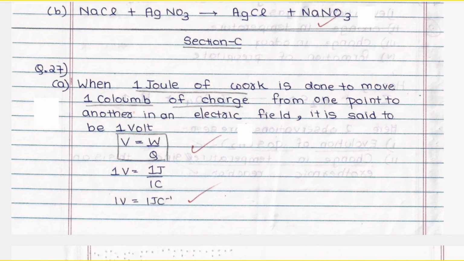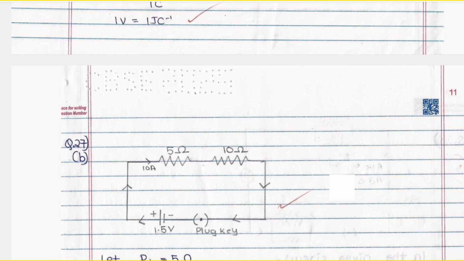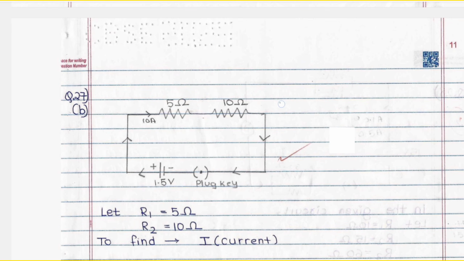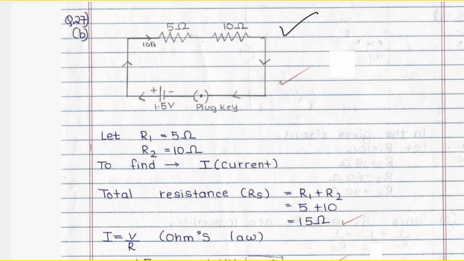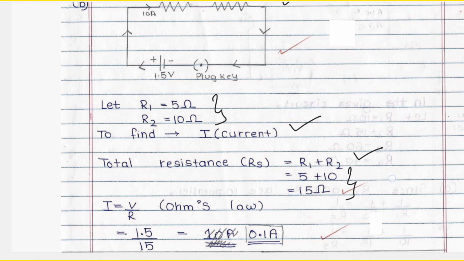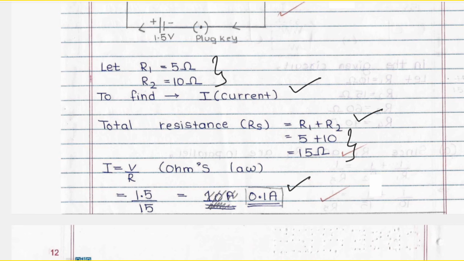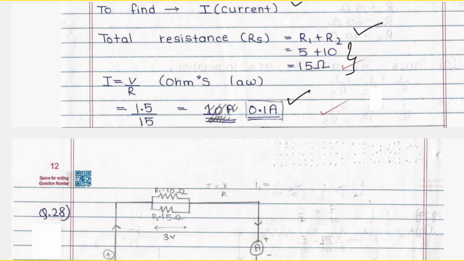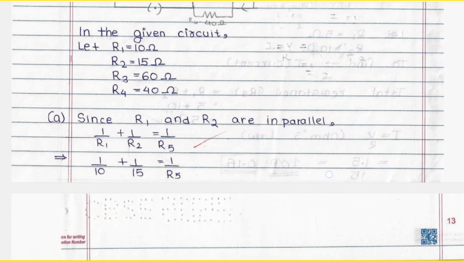You can see the English answer sheet as well. See, for the circuit diagram, they have drawn the diagram properly. Then again they have written the given, what they need to find, and the formula, then they are solving it, and the final answer is also written in a box to highlight it.